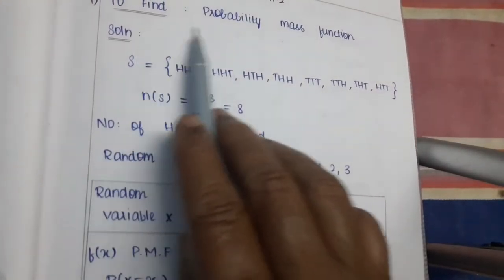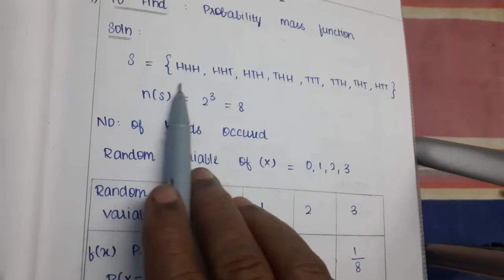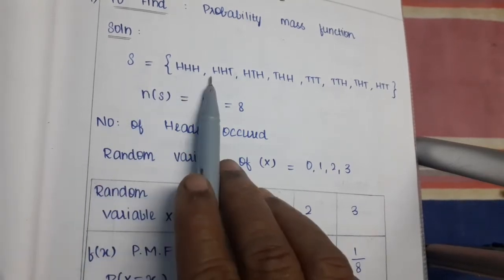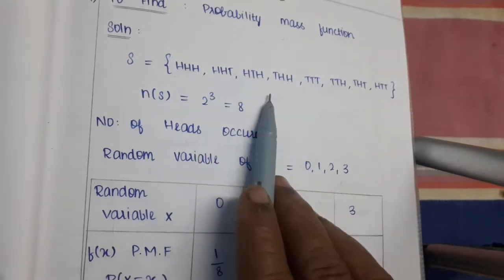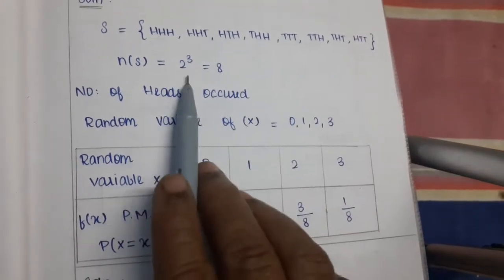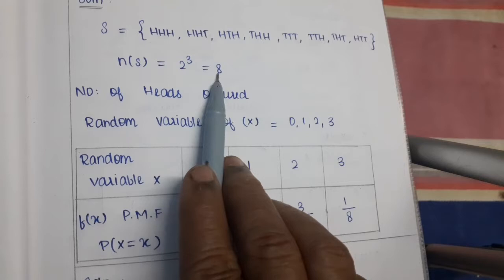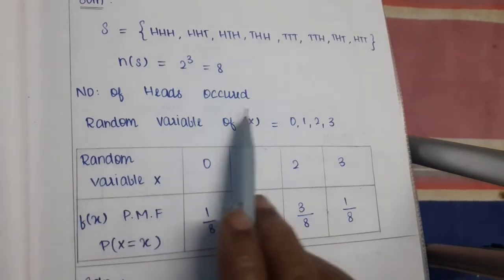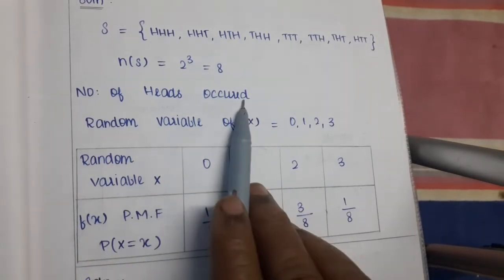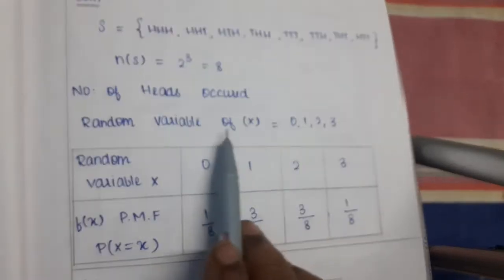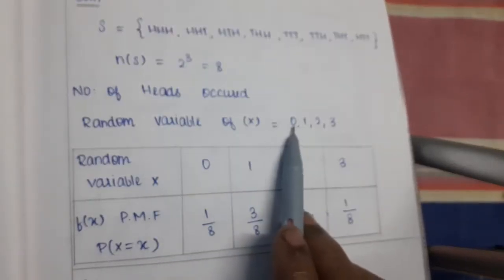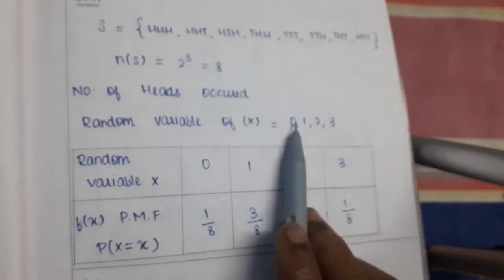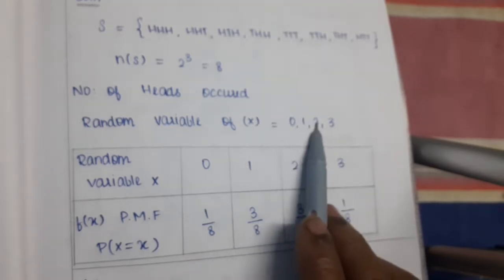To find the probability mass function, the three fair coins are tossed and the sample space is HHH, HHT, and so on. You know how to write the sample space. So n of S is equal to 2 power 3, which is 8. For the number of heads occurred, the chances are 0 head, 1 head, 2 heads, 3 heads.